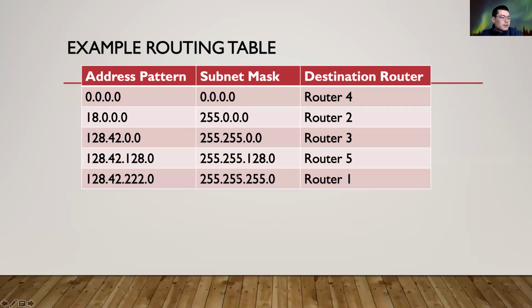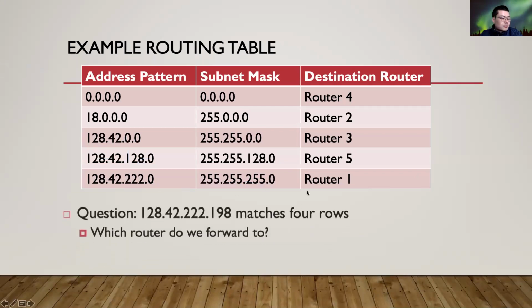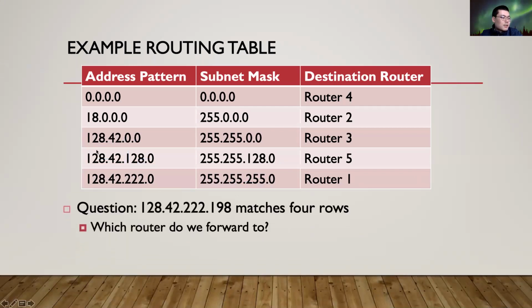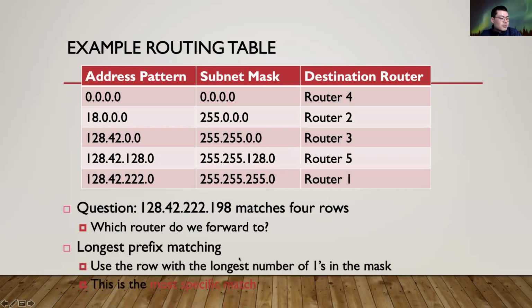So you can see that they are perfect matches. Besides the second entry, we can match all of them. So how do we decide which subnet we should forward to? The answer is this one, because this is the longest. We have 3 entire bytes, while this is 2 bytes plus 1 more bit. So we should forward to this place. That's what we have here: longest prefix match.